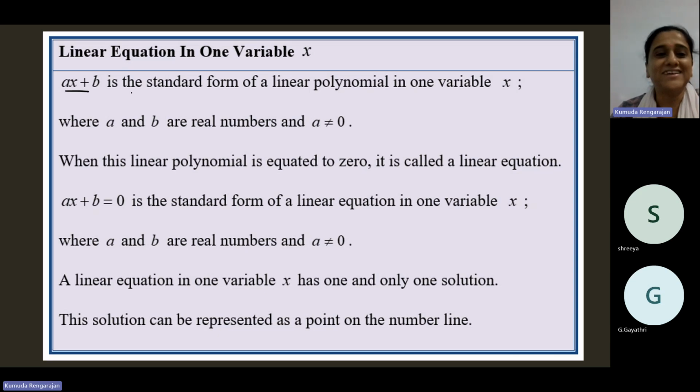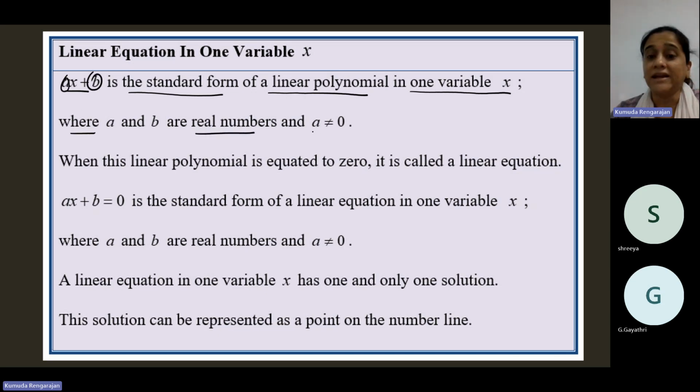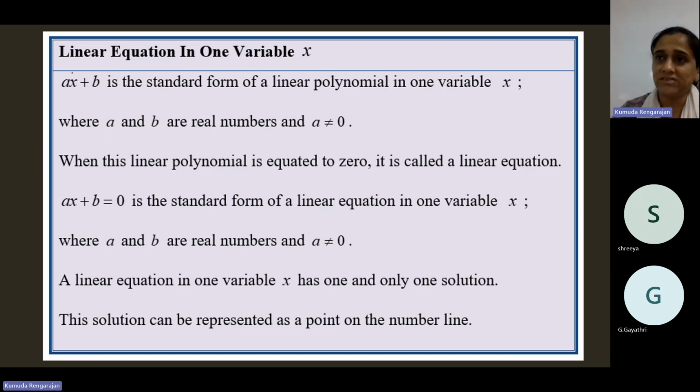ax plus b is a standard form of a linear polynomial in one variable x, where a and b are real numbers and a should not be equal to 0. That is, the coefficient of x should not be 0. Because if the coefficient of x is 0, then the x term itself will be absent, because 0x is nothing but 0. Then there's only b, so it is not a linear polynomial. What makes it a linear polynomial? The highest power of the variable involved should be 1.